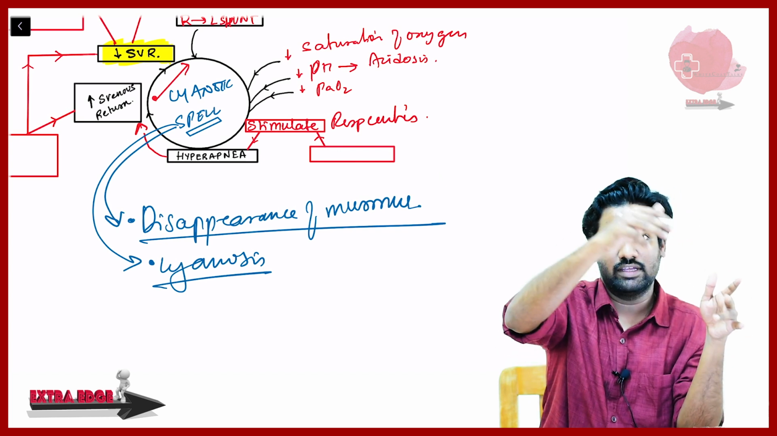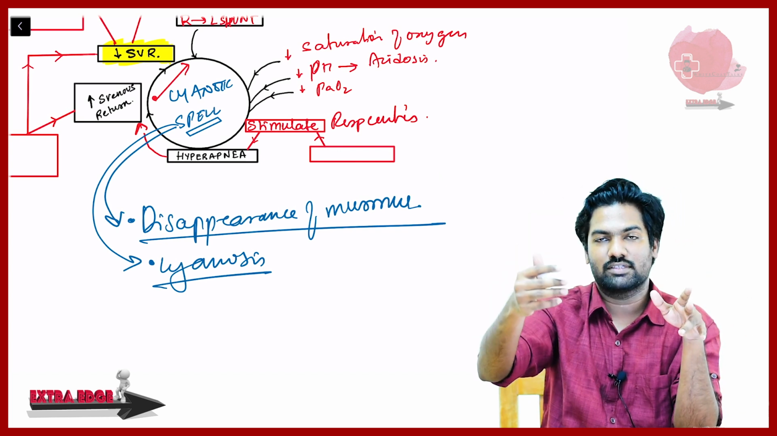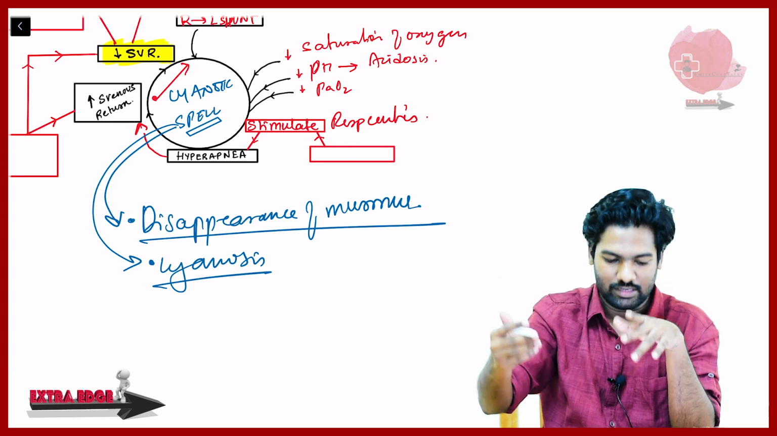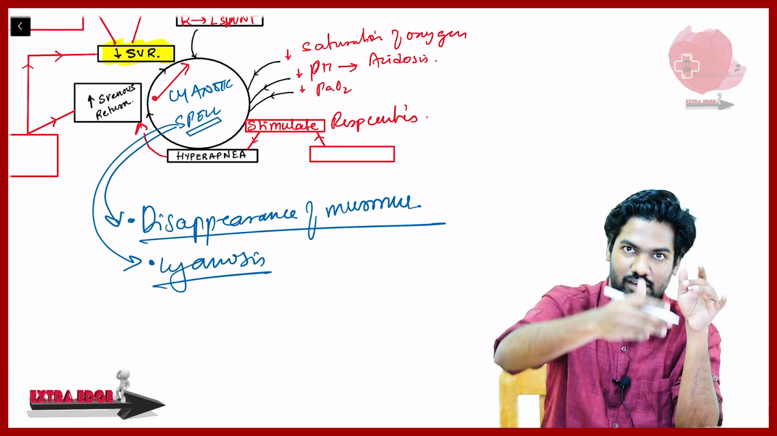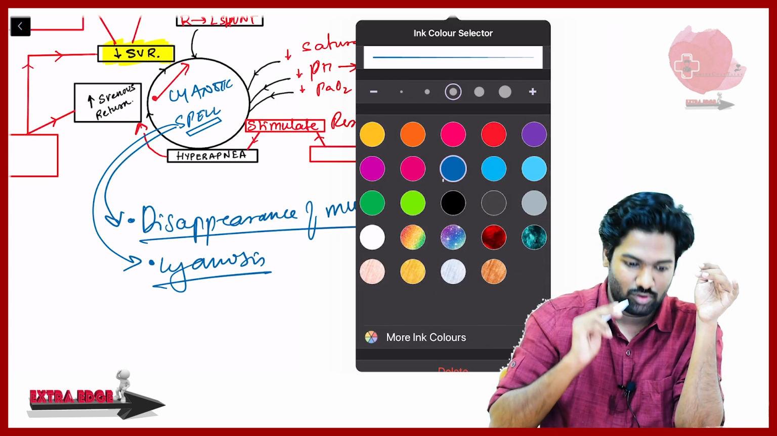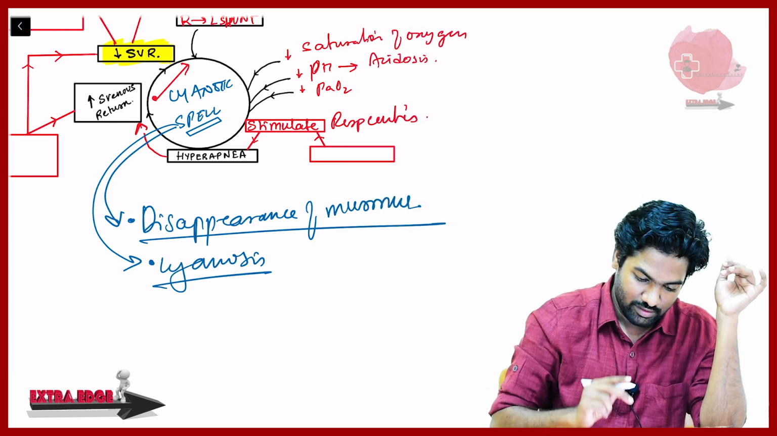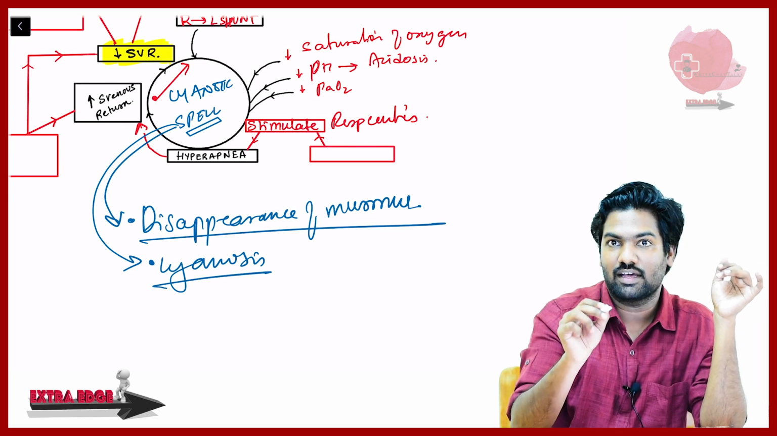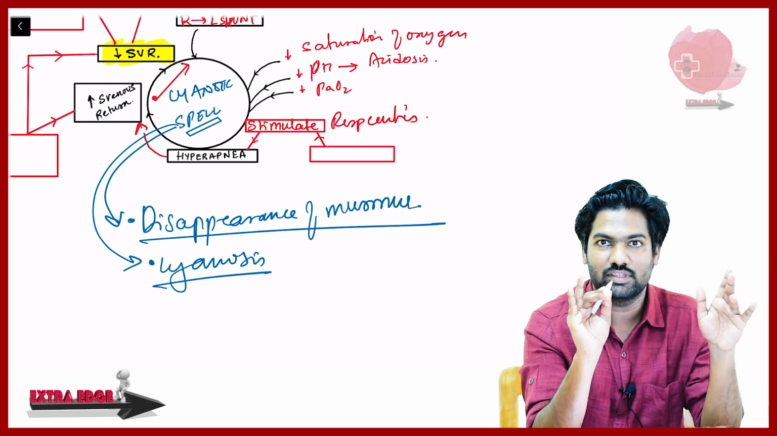This hypoxia again will decrease the SVR, again will worsen the right to left shunt, again it will cause acidosis, again it will cause hyperpnea, and this continues. But we want to cut it here. Multiple places we can cut here. Now what are the things? I'll go on writing. Whatever is in red is going to be the treatment for your cyanotic spell.